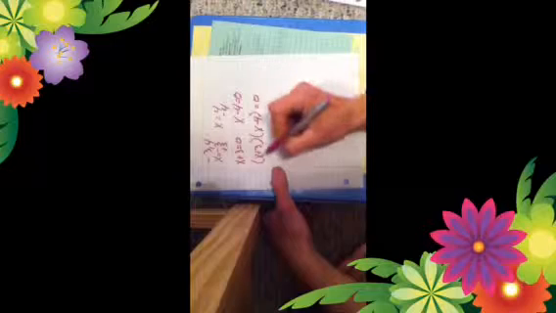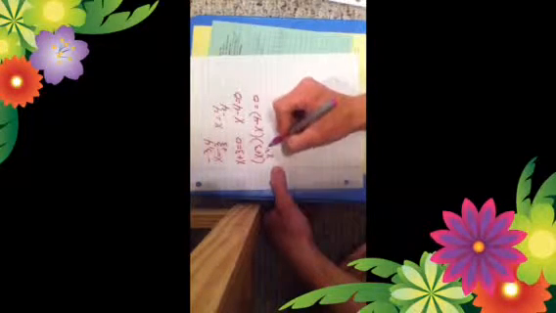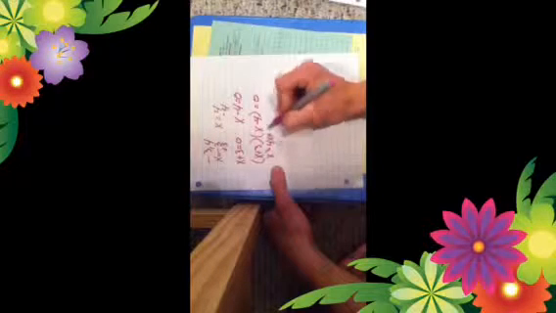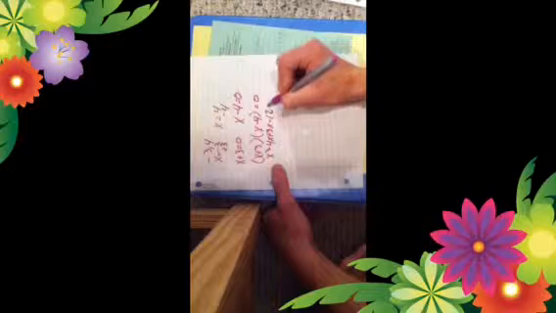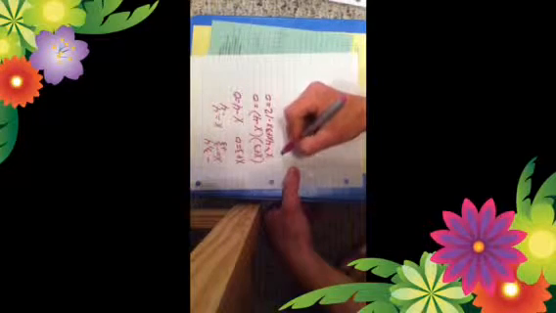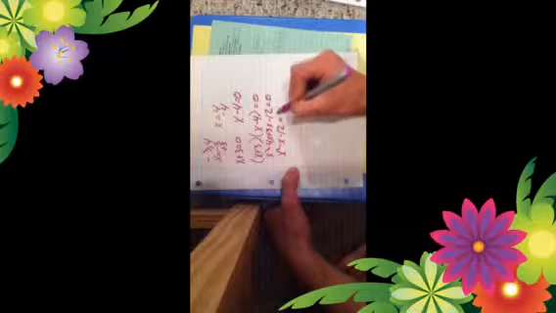And so first times first is x squared, outer is minus 4x, inner is plus 3x, and last is minus 12. And so it equals x squared minus x minus 12 equals 0.